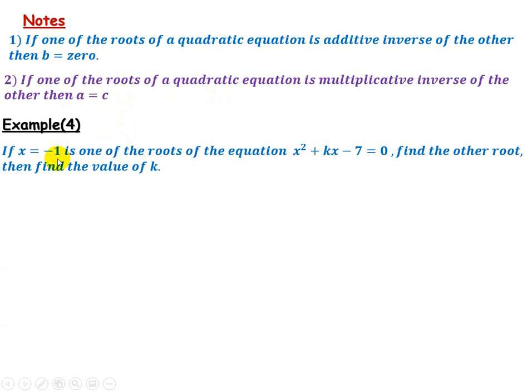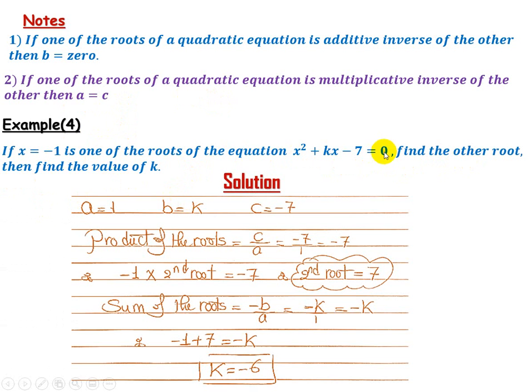Example number 4. If x equals negative 1 is one of the roots of the equation x squared plus kx minus 7 equals 0, find the other root, then find the value of k. Here you have a equals 1, b equals k, c equals negative 7. So the product of the roots c over a means negative 7 over 1, which is negative 7. One of the roots is negative 1. Negative 1 times the second root equals negative 7, so the second root equals 7.